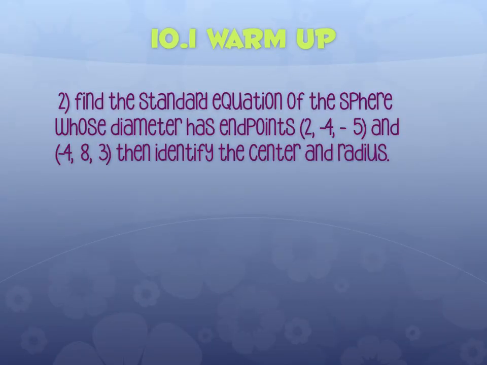All right, number 2 says find the standard equation of the sphere whose diameter has endpoints (2, -4, -5) and (-4, 8, 3). Then identify the center and the radius. So I know for a sphere, this is my standard form of my equation: (x - h)^2 + (y - k)^2 + (z - j)^2 = r^2. And in order to find the standard form, I need to know my center and the radius. Because I'm given the endpoints of the diameter, I can find the center by finding the midpoint, because that's going to be my center.